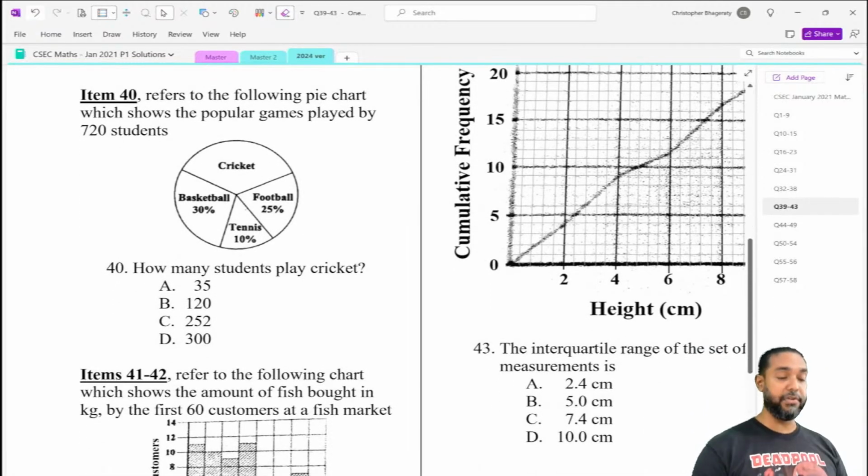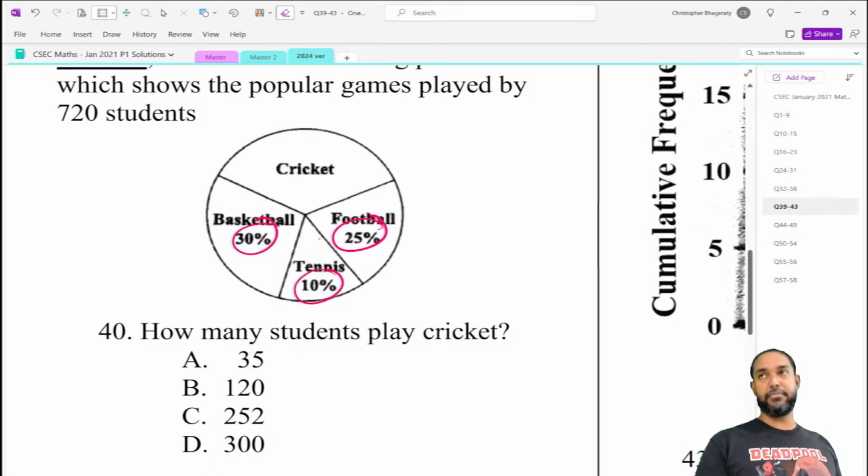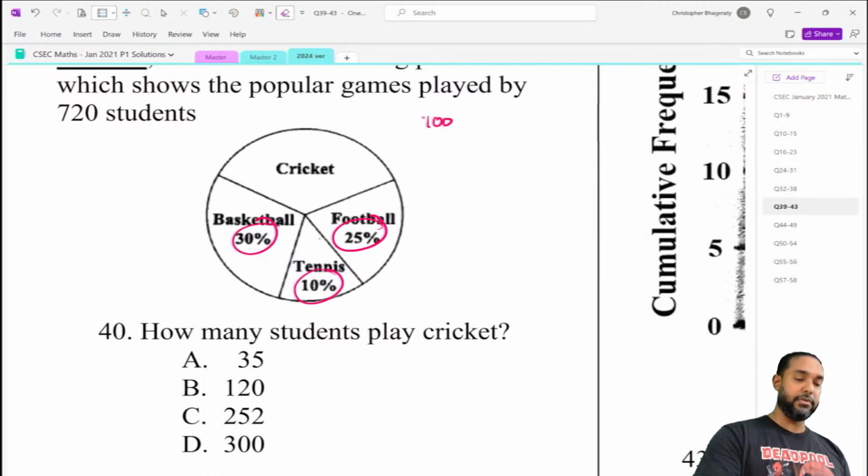Item 40 now refers to the following pie chart, which shows the popular games played by 720 students. How many play cricket? In this one, I have a percentage for each item except cricket, right? What's the total percentage in the pie chart? 100, right? So if we add the percentages we have and subtract from 100, we find the percentage for cricket. 30 and 10 is 40, 40 and 25 is 65. So 100% minus 30 plus 25 plus 10 percent, 65, gives us 35%.